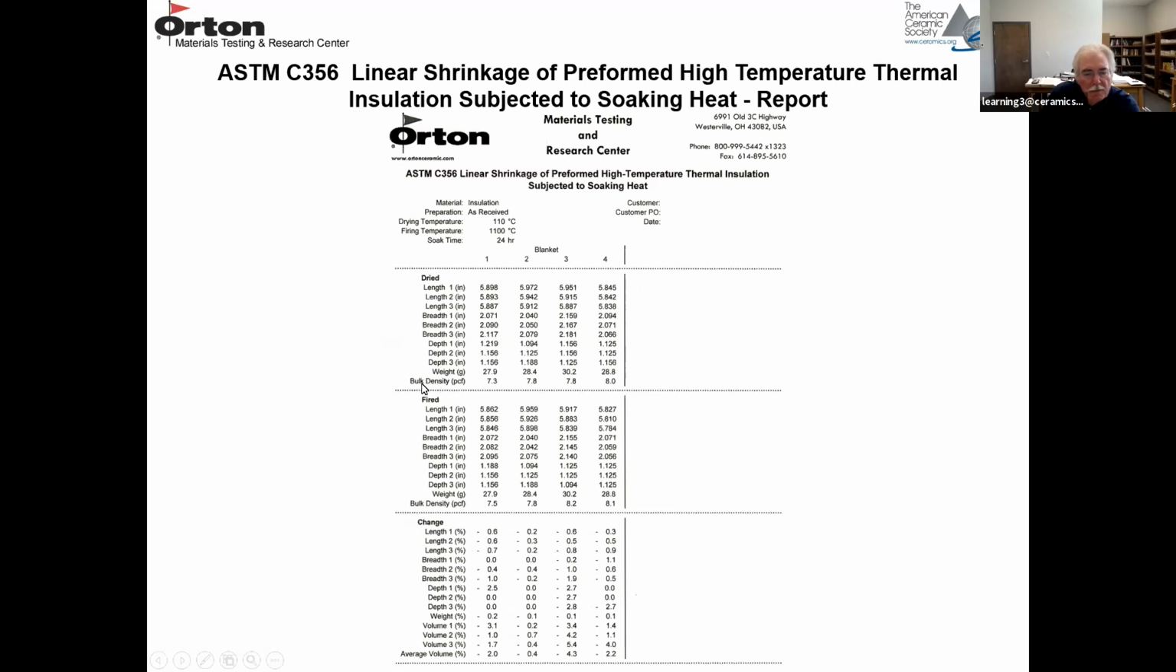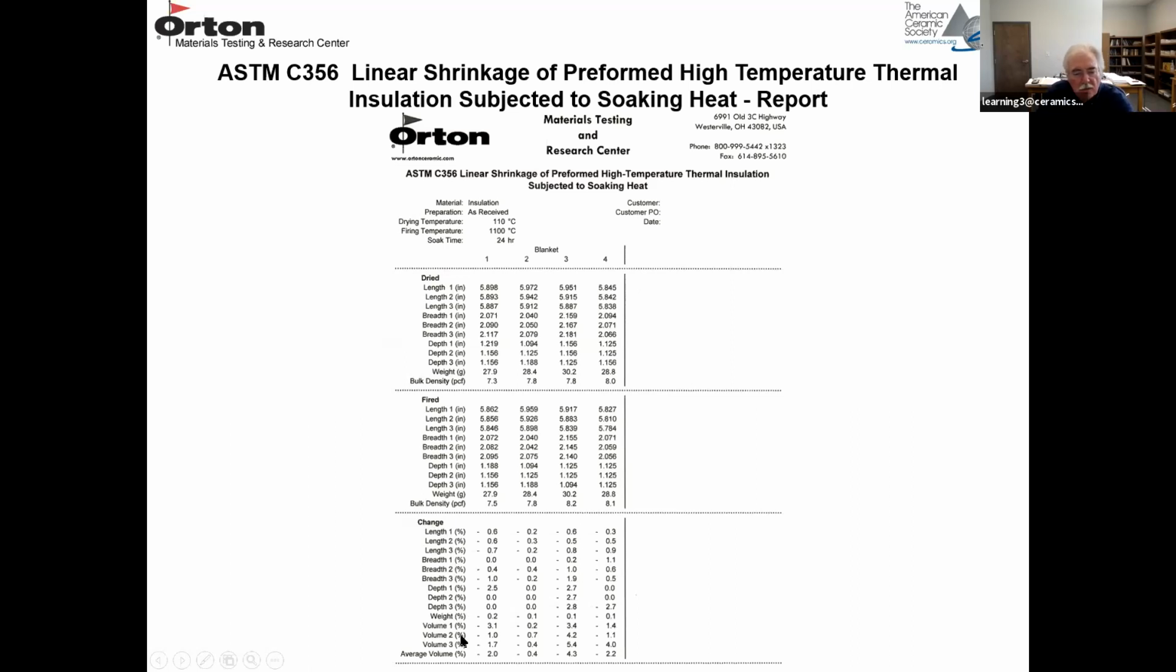So the bulk density on these in pounds per cubic foot were between 7 and 8 pounds per cubic foot prior to reheating. So it was fired at 1100 for 24 hours, and you remeasure these lengths and the weight, and you calculate a new bulk density. So they're slightly denser, so there's been some shrinkage. And then you can do the change in length 1, 2, and 3, or breadth 1, 2, and 3, and depth 1, 2, and 3, and the weight change.